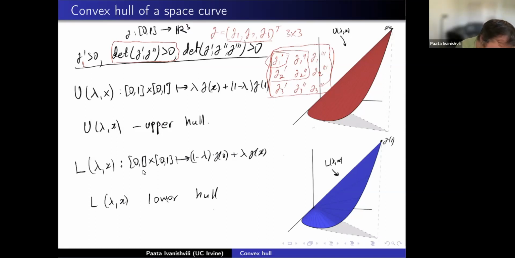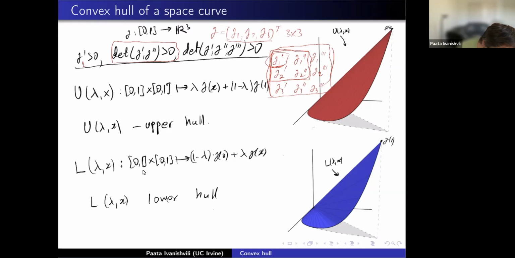If we make such an assumption, the first assumption, that this is positive, just says that the curve is increasing. It's monotone. It doesn't go back. The second assumption, that this is positive, says something about the curvature of the projection of the curve on the XY plane. And the third assumption is positive. It says that the torsion of the space curve is positive.